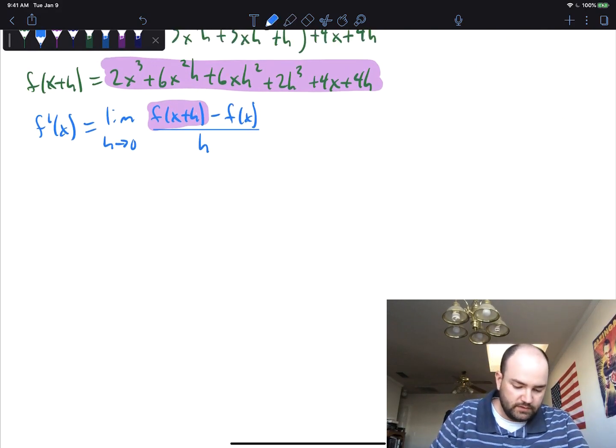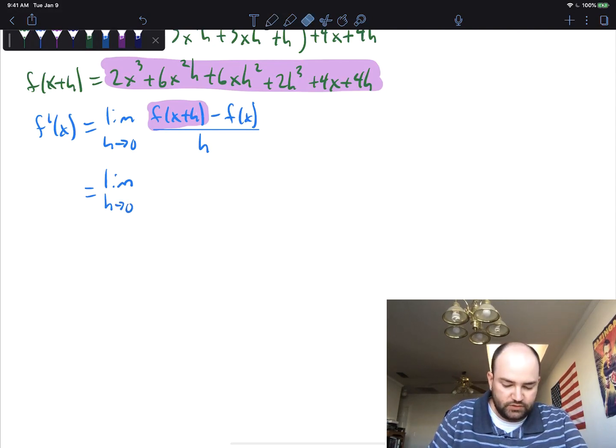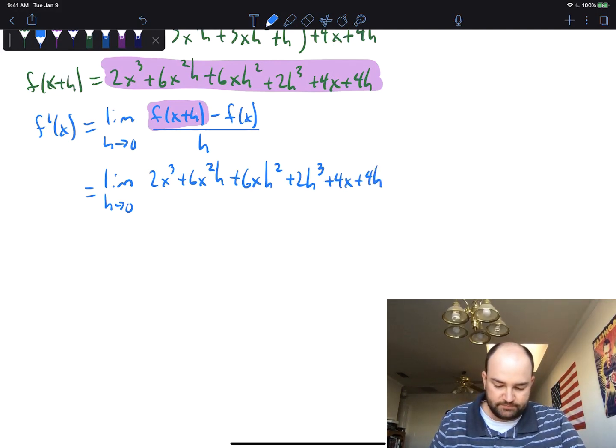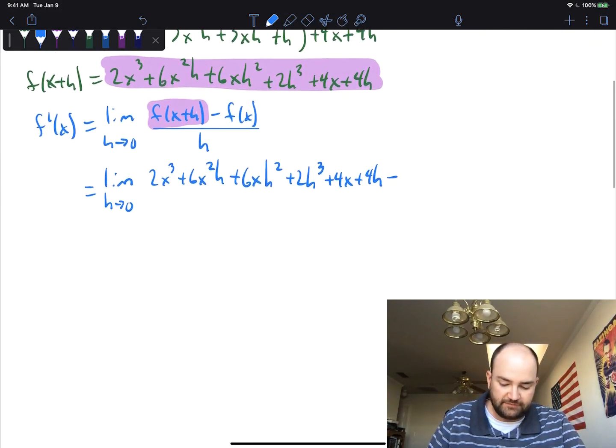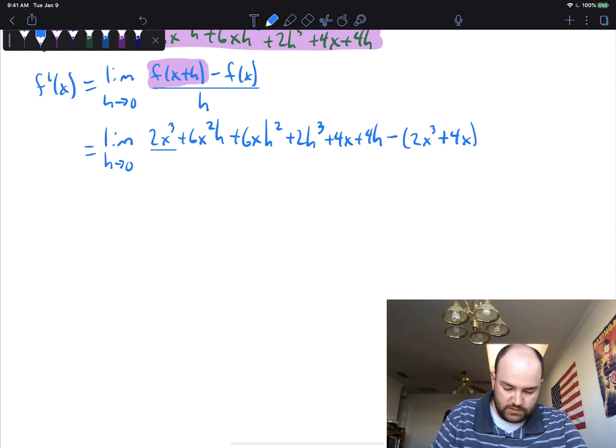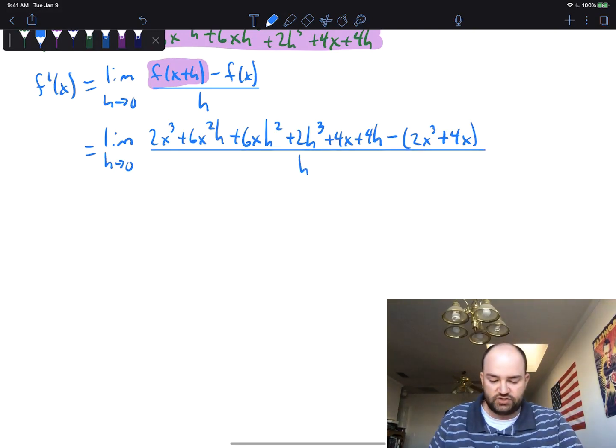So f prime of x is the limit as h goes to 0 of 2x cubed plus 6x squared h plus 6xh squared plus 2h cubed plus 4x plus 4h. Awesome. That's the f of x plus h. And then subtract off the original function of 2x cubed plus 4x. Good. Then all over h.